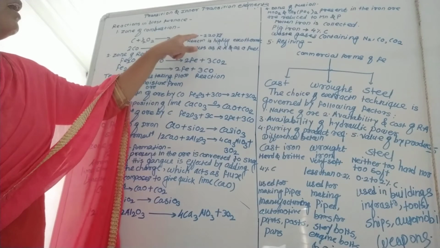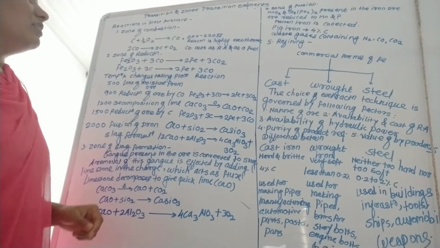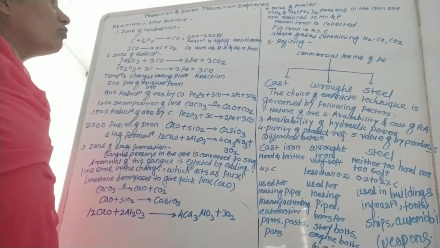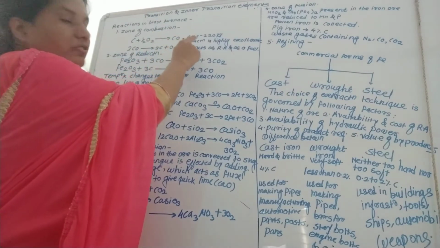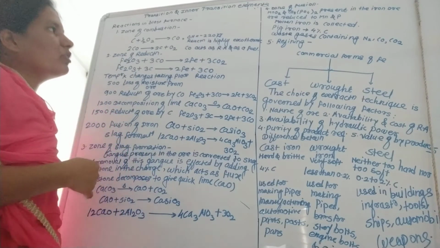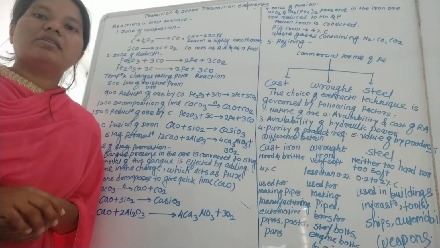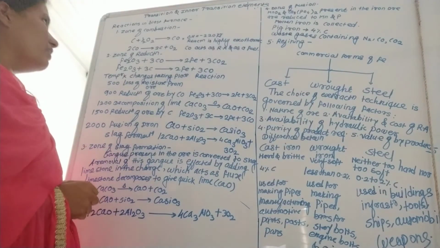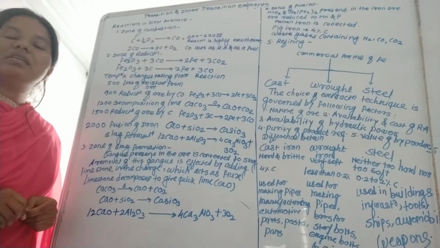This reaction is highly exothermic. Here the heat of reaction, or enthalpy for the reaction, delta H is -220 kilojoule. The reaction is highly exothermic. Here CO acts as a reducing agent and as a fuel. In this blast furnace, CO acts as a strong reducing agent and as a fuel. Then this is the zone of combustion reaction that takes place in a blast furnace.